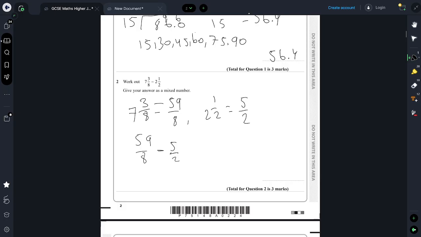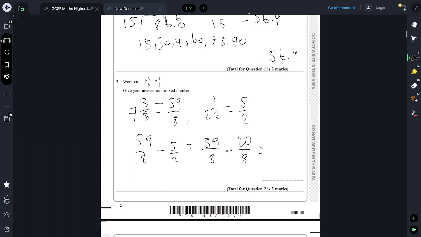Okay. When you're adding or subtracting fractions, they have to have the same denominator. But you should notice 2 goes into 8, so 8 should be our denominator here. How to get from 2 to 8? Well, you times by 4, right? 2 times 4 is 8. Then you have to do the same to the 5. So out of 8, 5 times 4 is 20. And now they're both the same denominator.